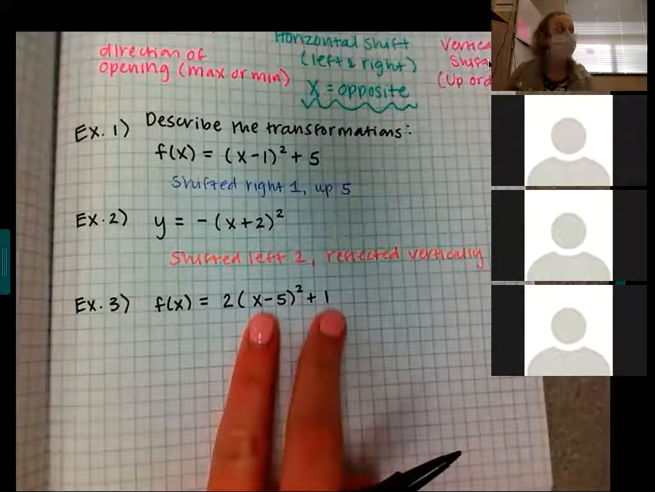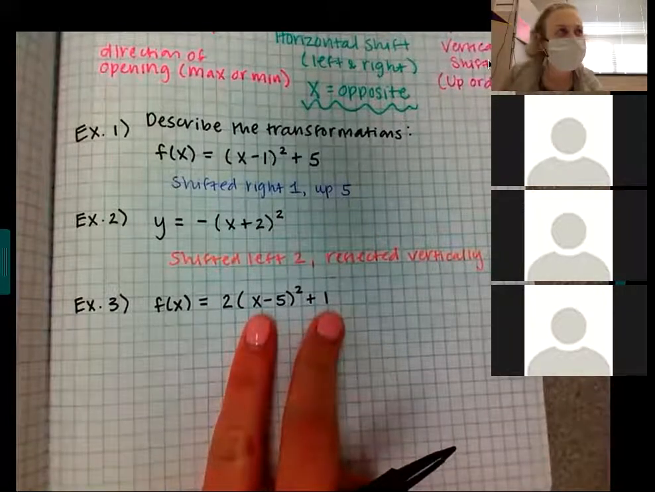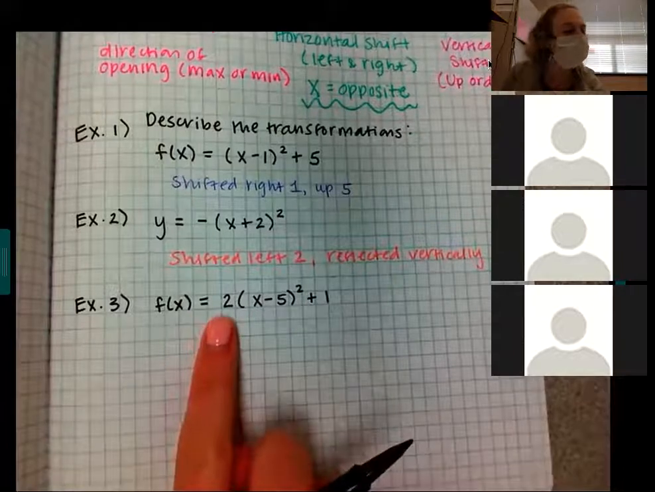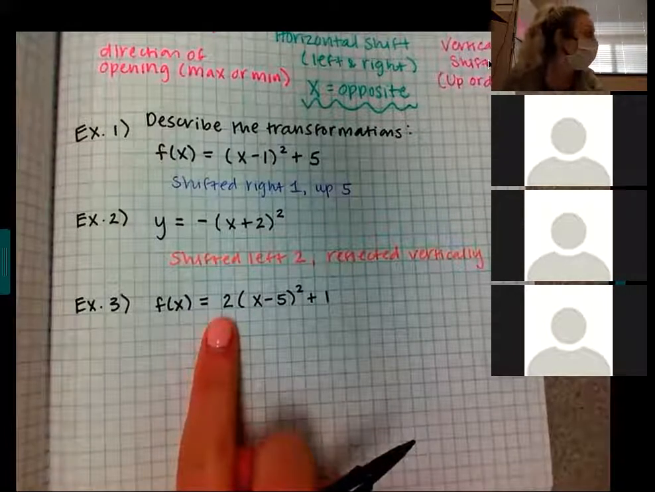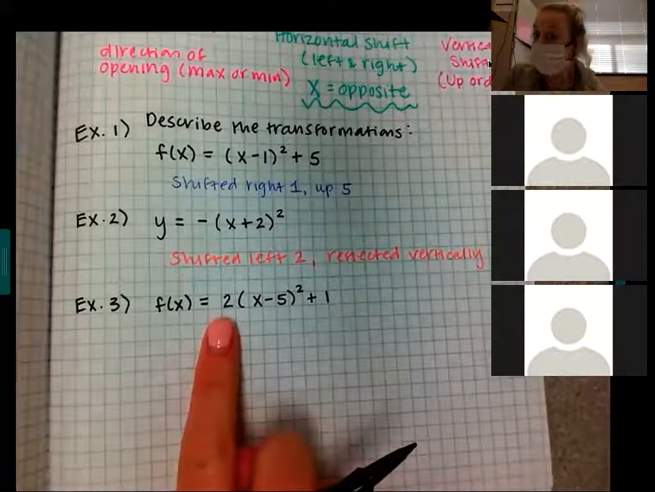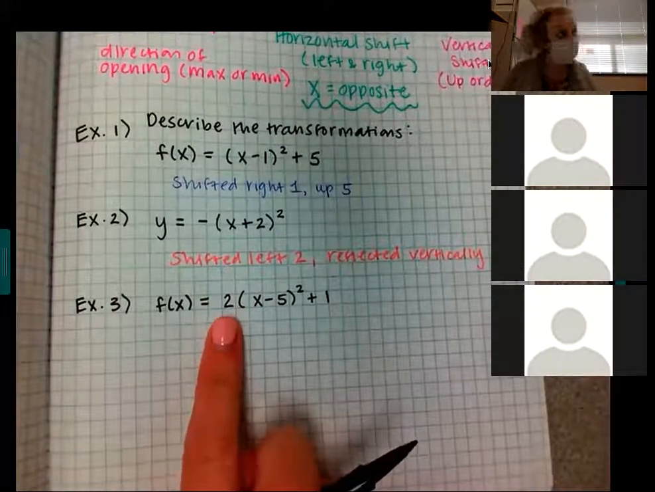And how do you say it? What do we call it if the number out front is bigger than 1? You write it down. Go look. Vertical stretch. Vertical stretch by how much, VD? 2. Very good.